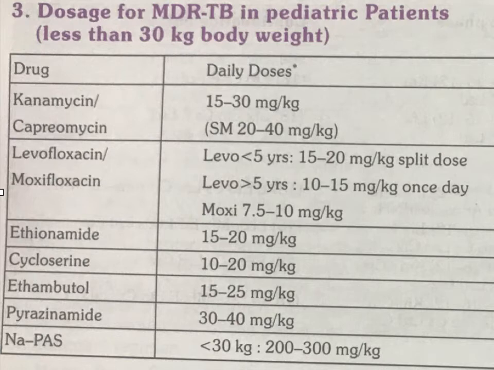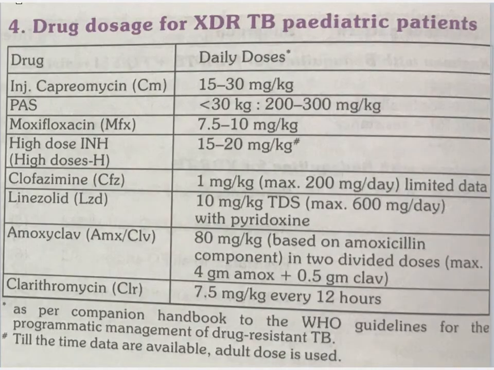Then dose for multiple drug resistant TB in pediatric patients less than 30 kilogram body weight. So you can see the dosage of all the medications: kanamycin, levofloxacin, ethionamide, cycloserine, ethambutol, pyrazinamide, sodium para-aminosalicylate. Then drug dosage for XDR TB pediatric patients, you can see in this. And this is as per the companion handbook to the WHO guidelines for the programmatic management of drug resistant TB.